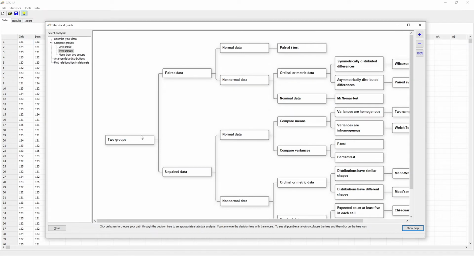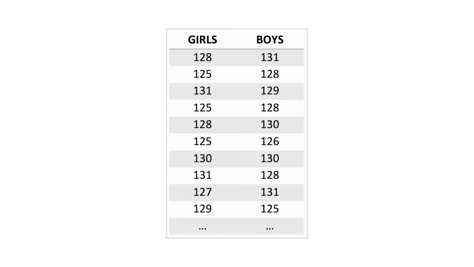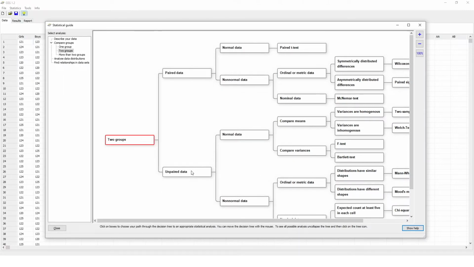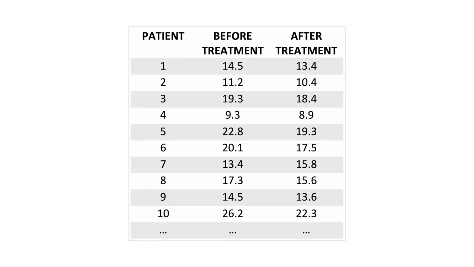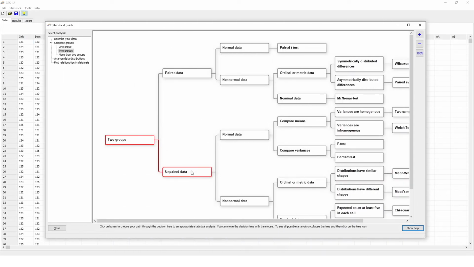The first question is, how many groups do we have? We have girls and boys, so it's 2 groups. The next question is about paired data. We will discuss paired data in more detail in another video, but for those who already want to know more, pairing is about whether data is related to each other. For example, when you observe the same patient before and after treatment, then these observations are paired. But don't worry about paired data now. Here we don't have paired data.